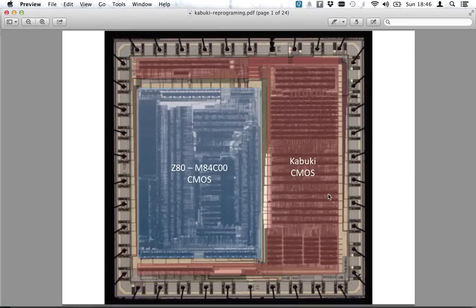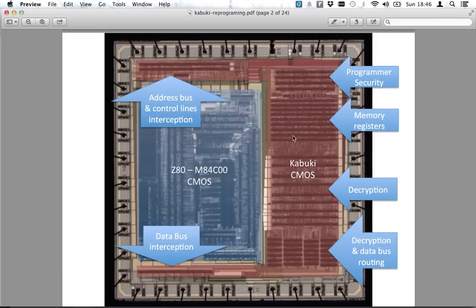If you recall from that previous video, I shared with you the different areas that are inside of the CPU, and just to recap quickly, we have a Z80 CMOS core inside of the CPU area. You can see it here in blue. And we also have all of these other areas in red, which are the CMOS components of the Kabuki decryption scheme itself. Today I made several labels here so we can all understand what this is about and quickly differentiate all of the Kabuki blocks in the CPU.